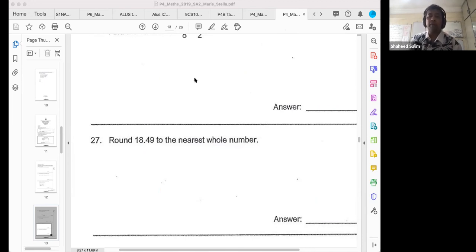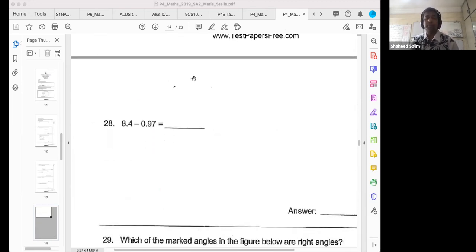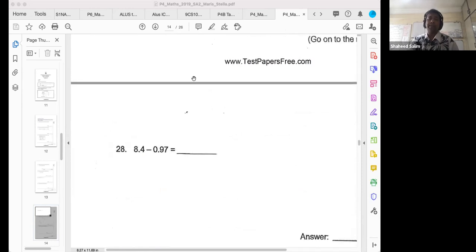Girls, you all can score for maths. It's up to you. Can you try the next one? Very easy. 8.4 minus 0.97.